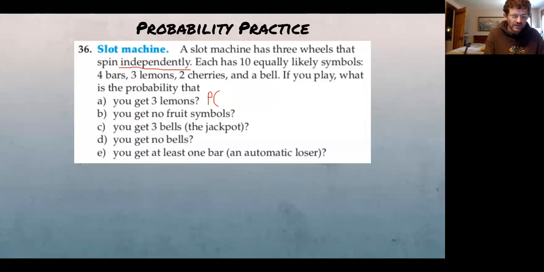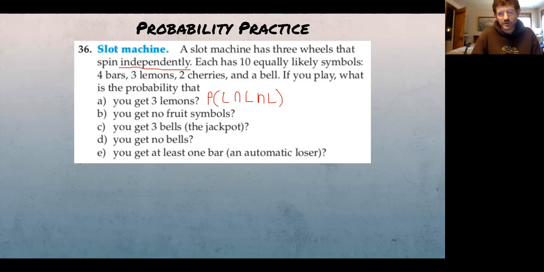Each has 10 equally likely symbols. You can see the breakdown of that. If you play, what's the probability that you get 3 lemons? So we want the probability of lemon and lemon and lemon. Since they're all independent, we just need to multiply the probability of a lemon 3 times.